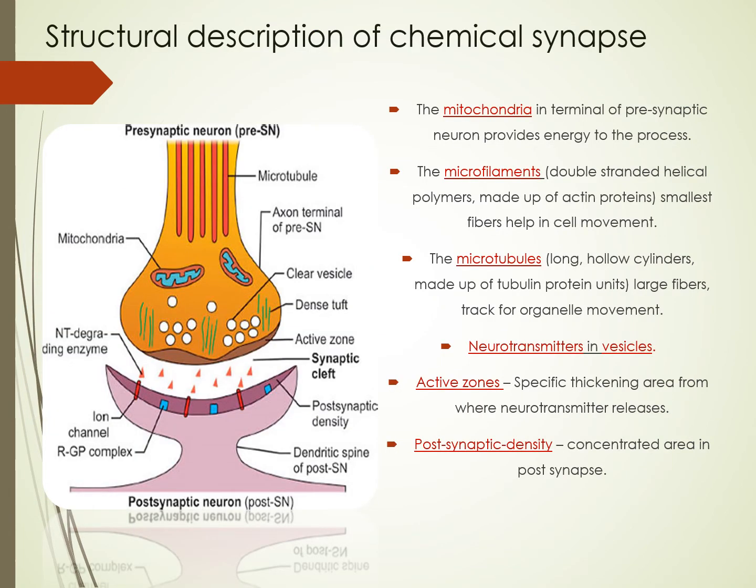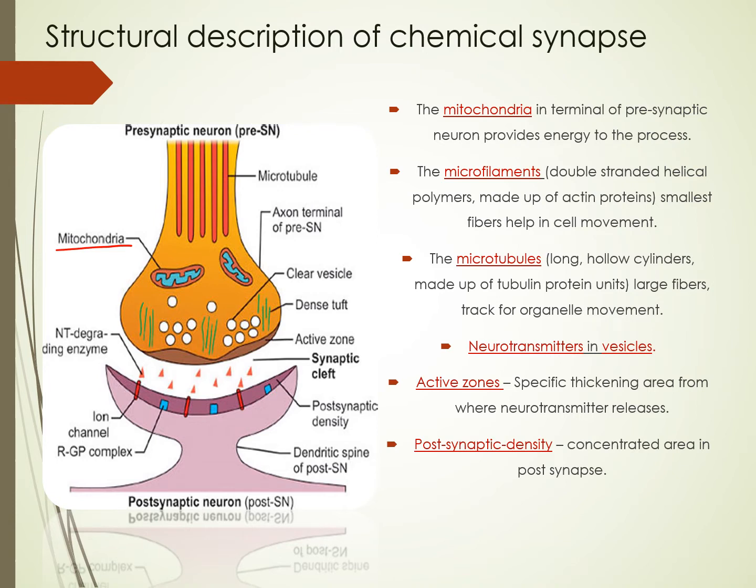This structural description of chemical synapse is very important to understand the overall concept over here. This yellow portion is the presynaptic neuron and this pink portion is the postsynaptic neuron part. Within the presynaptic neuron, there is the mitochondria. It is very important because it is the energy providing part of the neuron. So mitochondria in the terminal of presynaptic neuron provide energy to the overall process.